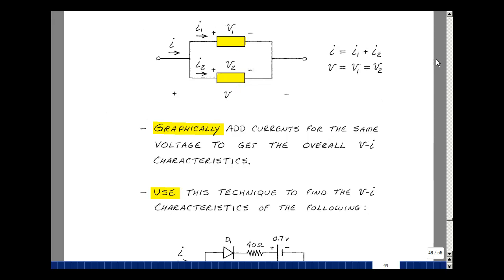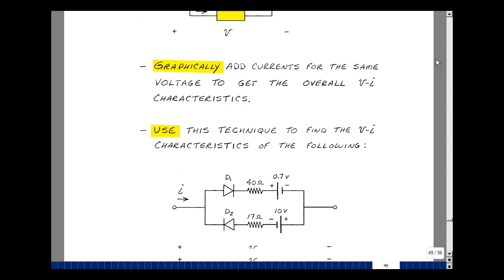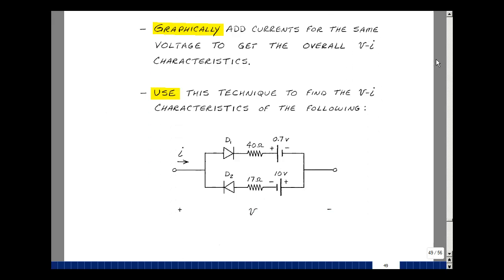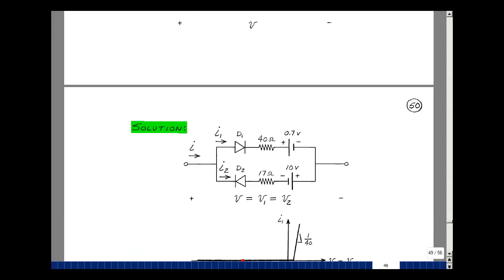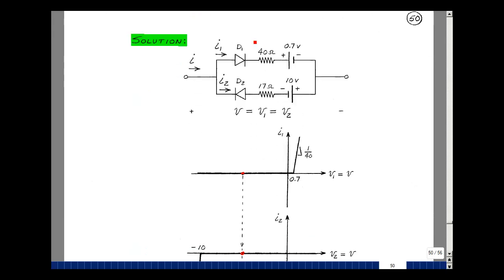You can use that to find the VI characteristics of this circuit where I've got a diode D1, a 40 ohm resistor, and a 0.7 drop. And then in this direction, I've got a diode facing the other way, D2, with 17 ohms and a minus 10 volts. Let's sketch the VI characteristics of each of these series combinations.